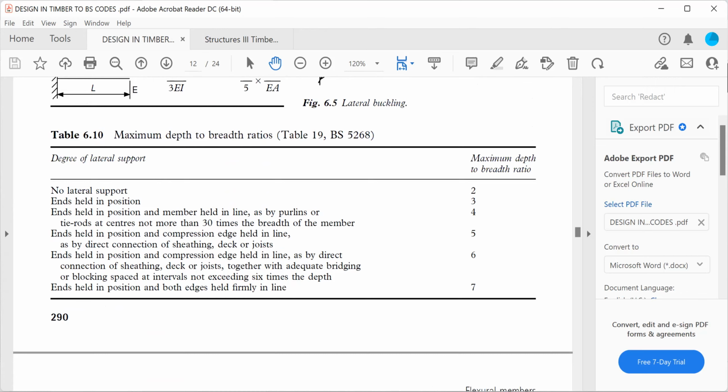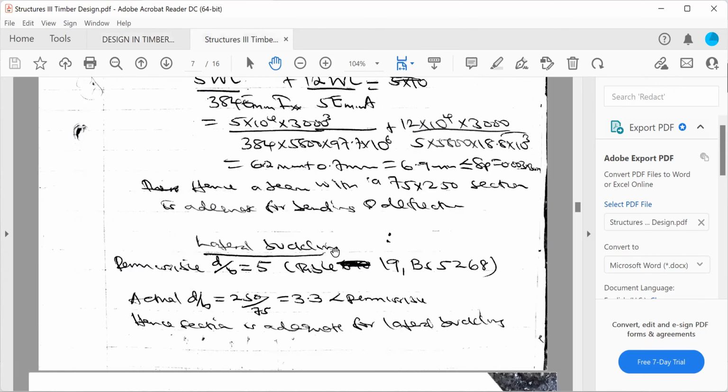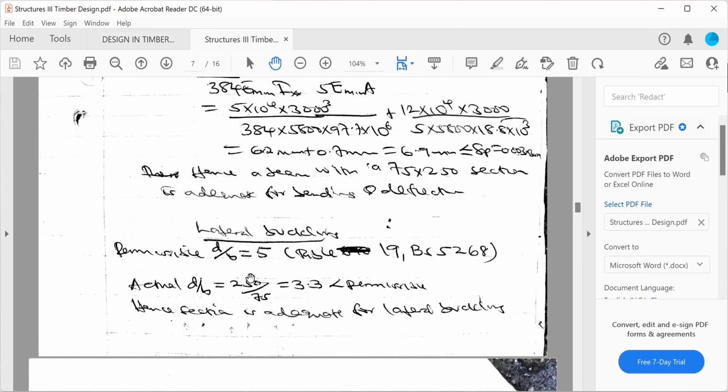So let's continue. You find the permissible D over B. Now remember our section was 75 times 250. The first value is our breadth, B, and our second value is our depth, D. So permissible here is 5, but now our actual D is 250, and our B is 75.